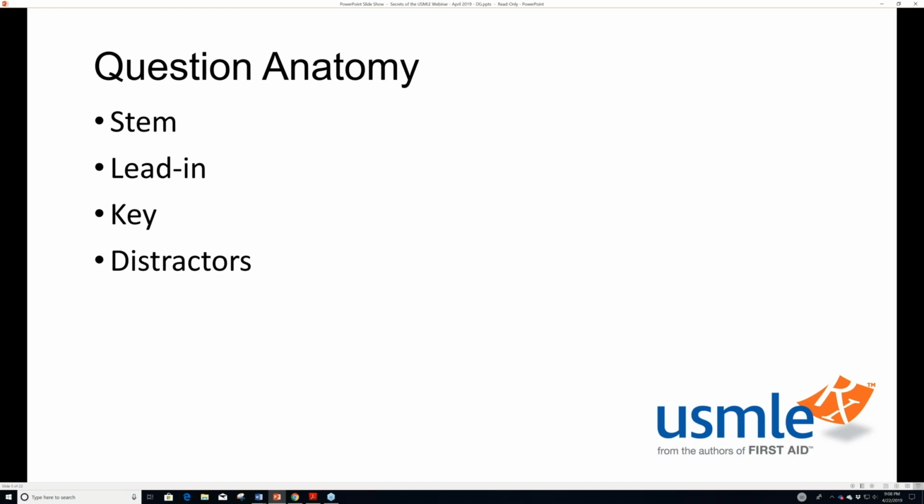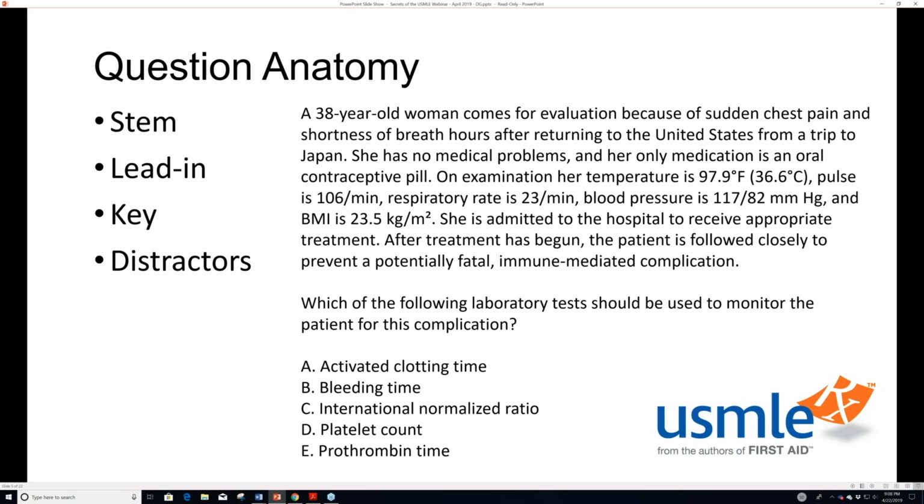Advance the slide for us. Great. So if we were to label this question to see what is the stem, the lead-in, the key, and the distractors, we've got it color-coded for you here in just a second. The stem is the large part there. It starts with a 38-year-old woman that comes in for the evaluation of chest pain. The lead-in is, once again, the question itself, which can come in many different shapes and forms. This one asks which of the following laboratory tests will be used to monitor the patient's condition. And again, remember, this can be a diagnosis, a treatment, a physical exam finding, a management step. It can really vary from anything to anything.